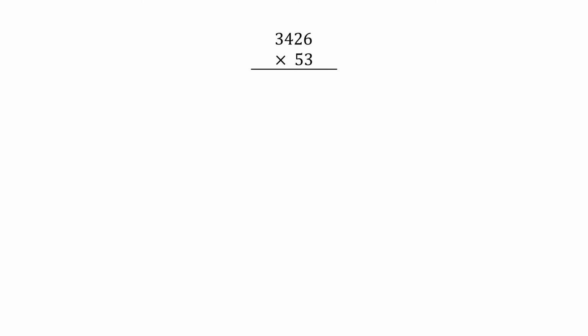3,426 times 53. Everything is lined up nice and neat and pretty, just like you want to see. And we will start on the right-hand side in our ones column with the 3. We'll start with 3 times 6, and 3 times 6 is 18. Write down the 8, and carry the 1. And then 3 times 2, which is 6, plus 1 is 7.